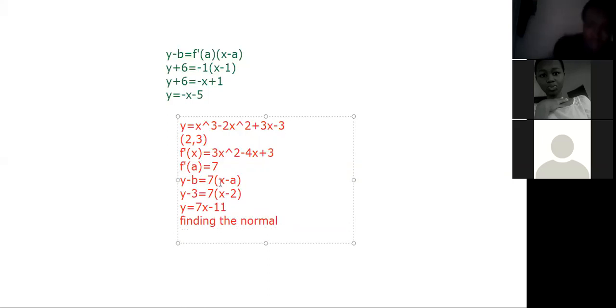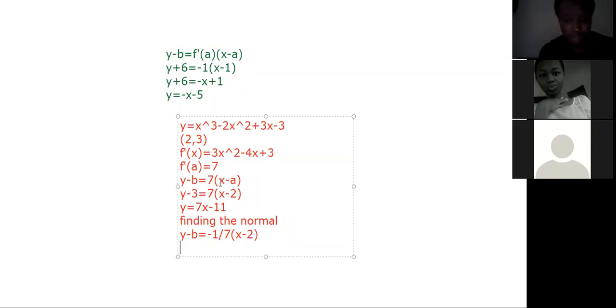Finding the normal. We are going to get y minus b is equal to minus 1 over 7 into brackets x minus 2. So we are going to get y minus 3 is equal to minus 1 over 7 (x minus 2).